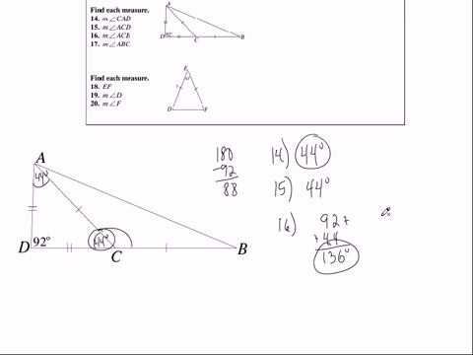Or if you would rather do it by subtraction, these two form a straight line. From here all the way to here, that's a straight angle. A straight angle is 180 degrees, so you can take 44 away from 180. 180 minus 44 is 136 degrees. Either way you do it, you get the same answer. Of course, you don't have to go through that twice like I did. I just did it to show you could get it two different ways.